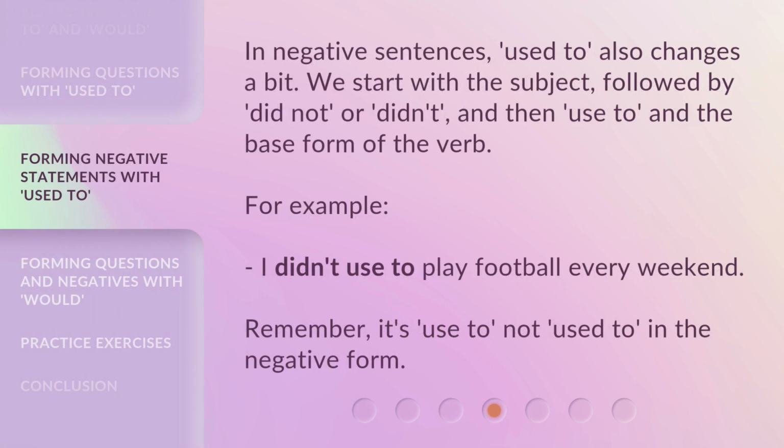In negative sentences, used to also changes a bit. We start with the subject, followed by did not or didn't, and then use to and the base form of the verb. For example, I didn't use to play football every weekend. Remember, it's use to, not used to, in the negative form.